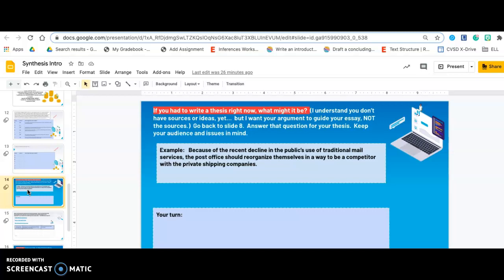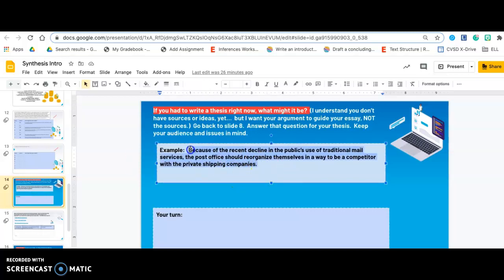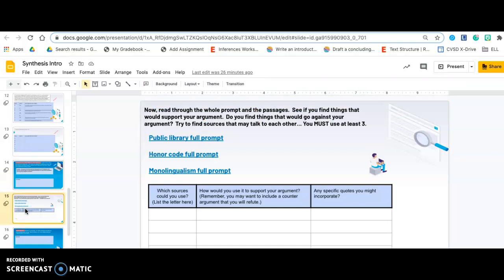The next thing I want you to do is I want you to take what you have so far and I want you to create a thesis statement. I know you haven't read anything yet, but based on what you know from your background information, what is your thesis statement going to look like? So I'm putting, because of the recent decline in the public's use of traditional mail services, the post office should reorganize themselves in a way to be a competitor with the private shipping companies. Okay? So you're going to write that.